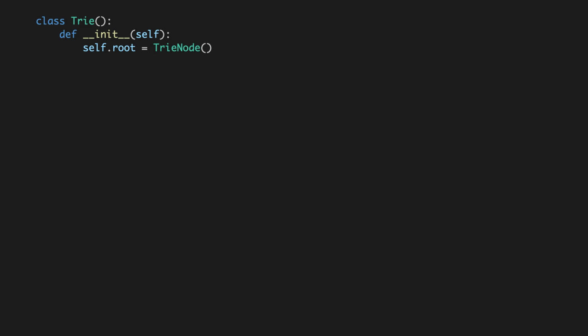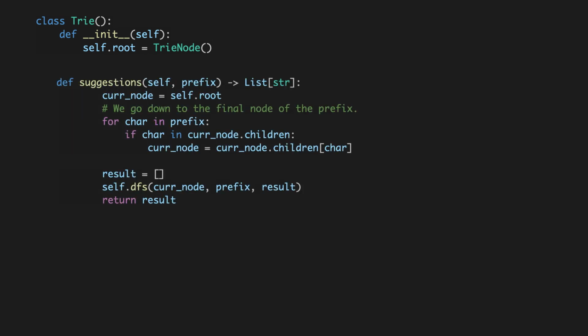We will add a function called suggestions to our trie class. It takes a prefix and it returns a list of matched strings. The variable current node is initialized to the root of the trie. Next, we will traverse down to the node pointed to by the final character in the prefix. We will then run a depth first search and pass the current node, prefix, and an empty list as parameters. The depth-first function will populate this list with matched words, which we will return as the output.